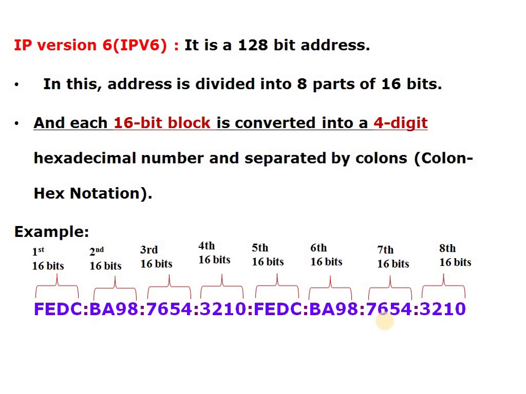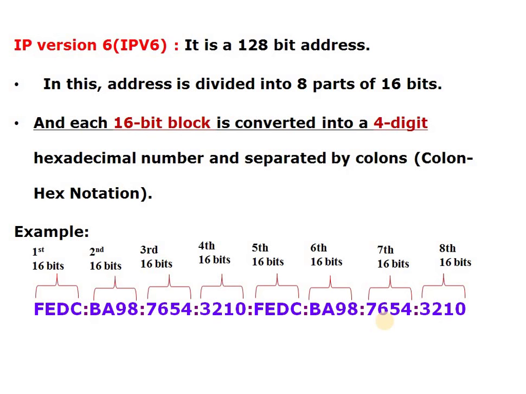Now the IP version 6 is a 128-bit address. In this scenario, the IP address is divided into 8 parts, whereas in IP version 4 we divide it into 4 parts. Here we divide the address into 8 parts of 16 bits each.